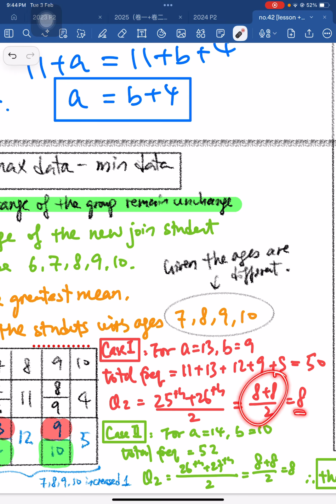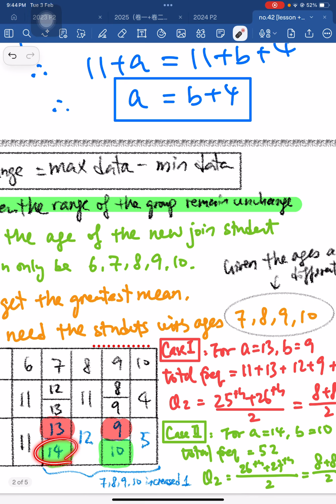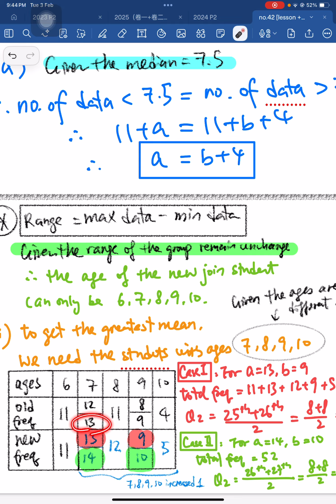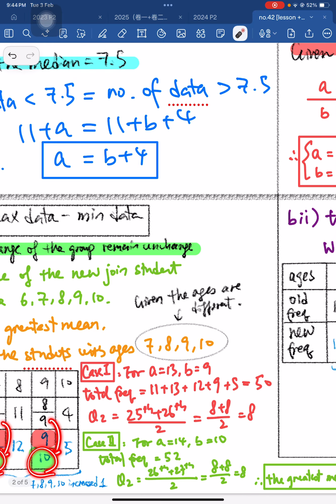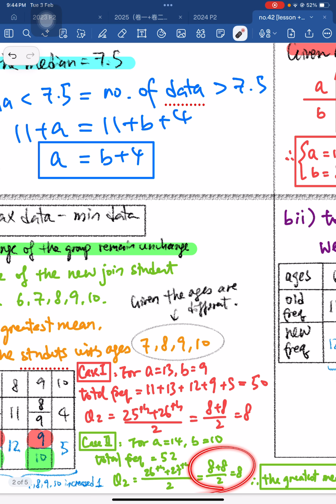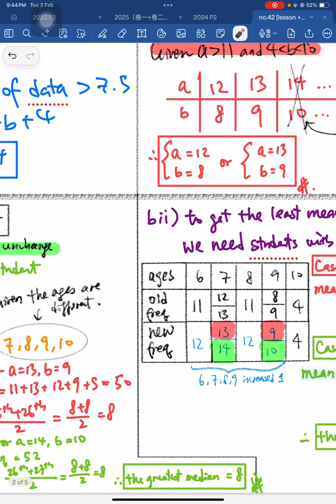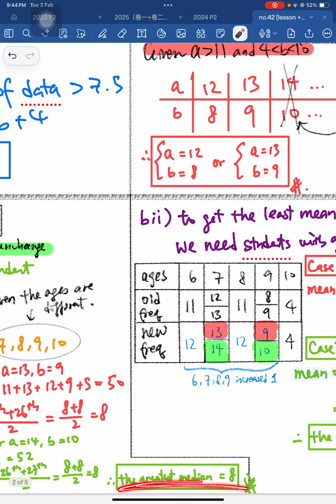Similarly, we can calculate case 2, which is highlighted using the green highlighter. So when A is equal to 13 and B is equal to 9, then both plus 1, so it becomes 14 and 10. We do the similar thing, and we get the median is still equal to 8, which means that the greatest possible median is going to be 8.